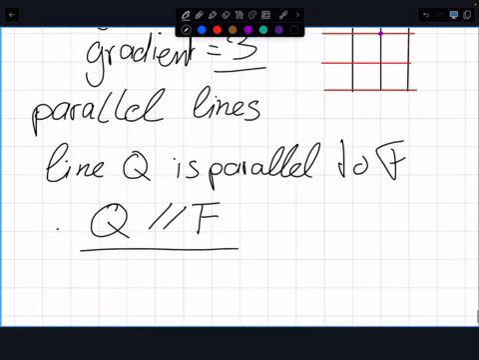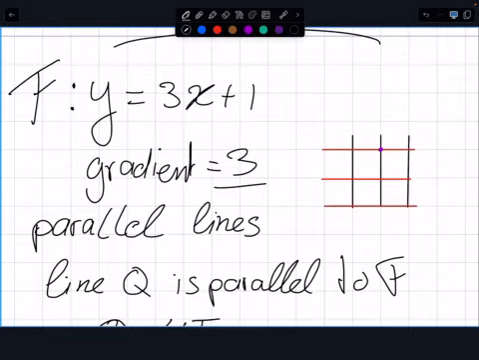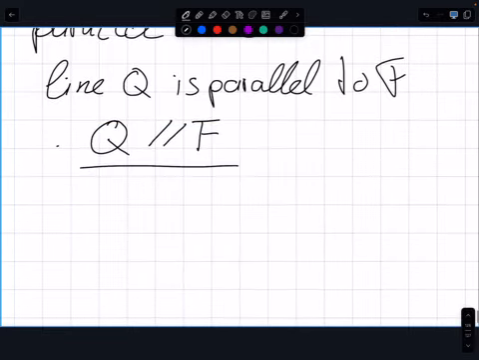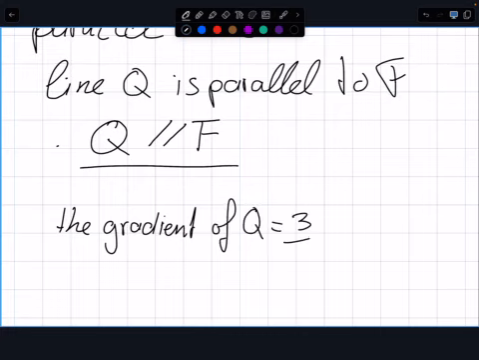And then they ask, what is the gradient of line Q? It's a question just like that. It's given to you. There's line F. What is the gradient of line Q? The gradient of Q is 3. Why is it 3? Because Q is parallel to F.